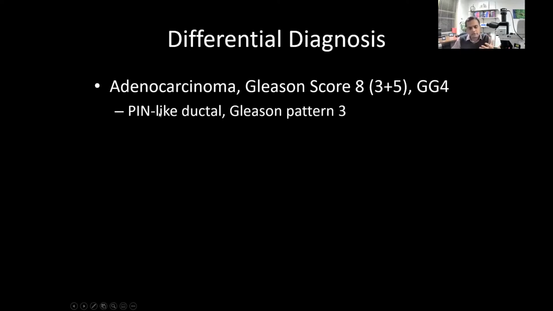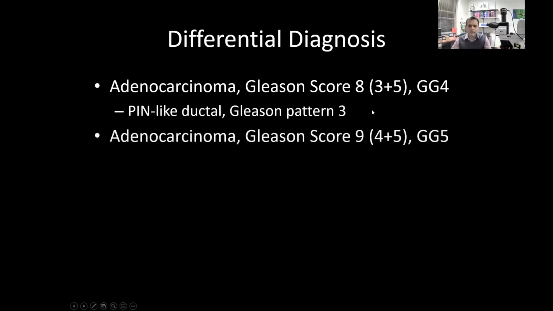This PIN-like ductal carcinoma is a variant of ductal carcinoma of the prostate, which behaves like a Gleason pattern 3. So it looks like a high-grade PIN, but many of the glands we saw had lost the basal cell staining, so it could be a PIN-like ductal carcinoma. So maybe the overall Gleason score here, if you include 3 for that and 5 for the other areas, is a Gleason score 8, a grade group 4 cancer. Okay, so that's one differential diagnosis.